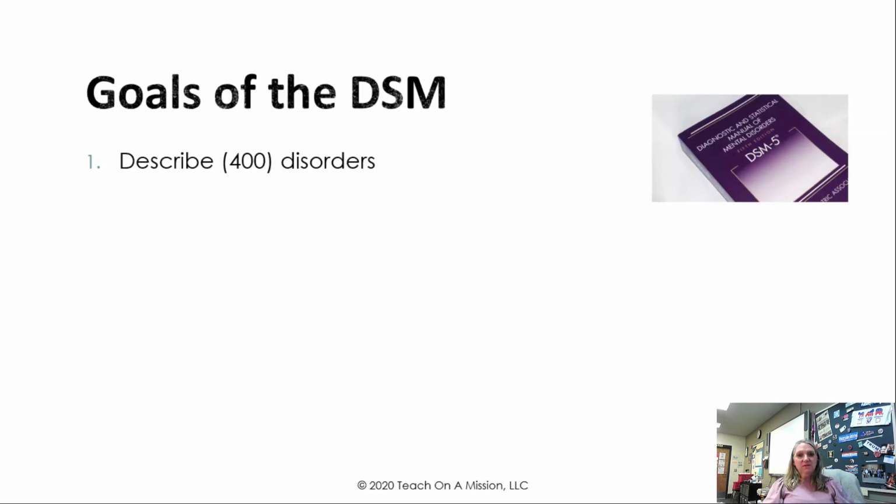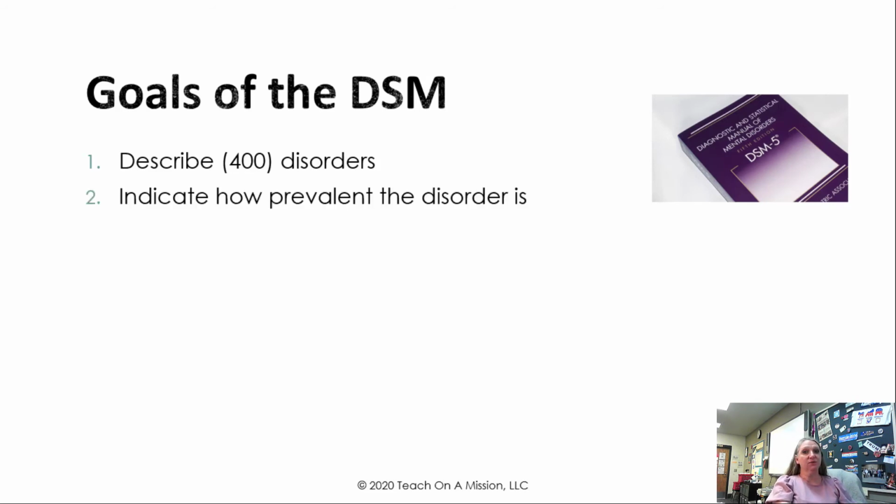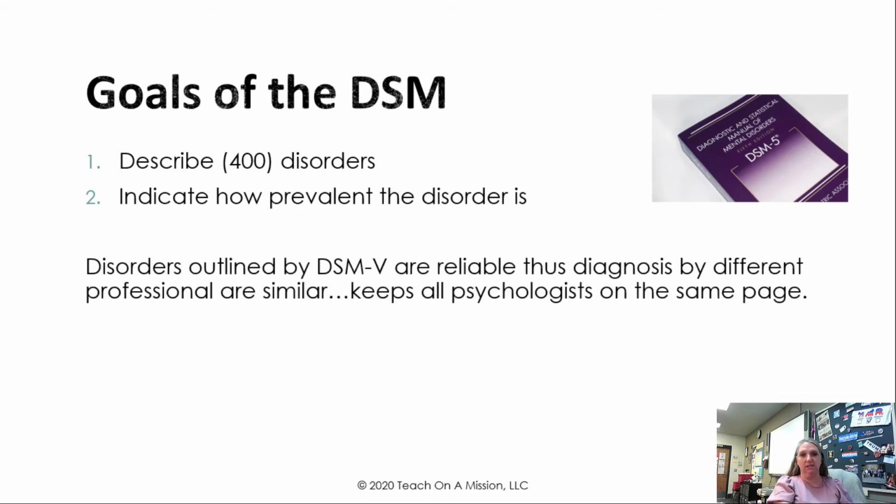The goals of the DSM, there's a couple of goals. One is to describe the 400 disorders, give the criteria of what exactly is involved with each one of these disorders that are now being classified in the DSM, and indicate how prevalent the disorder is. So how often you might see it within societies.